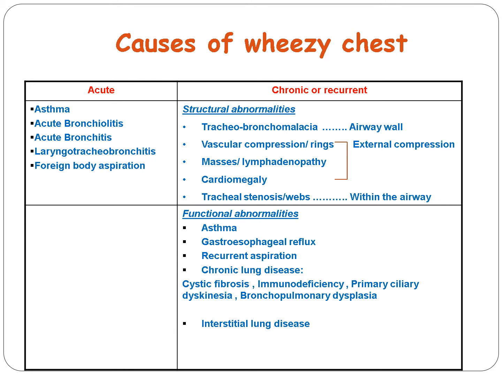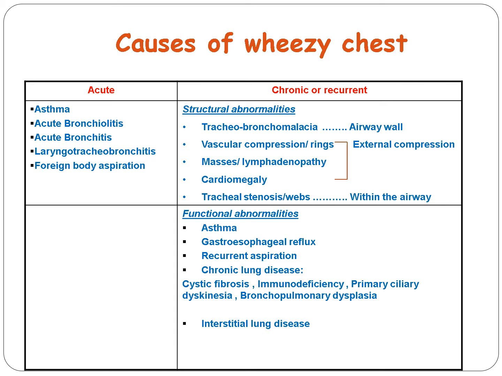Causes of wheezy chest can be classified into acute and chronic or recurrent causes. Acute causes may be due to inflammation, infection, or foreign body aspiration. Inflammation, such as in cases of acute asthma exacerbation; infection, in cases of acute bronchitis, acute bronchiolitis, or laryngotracheal bronchitis; in addition to foreign body aspiration as an acute cause of wheezy chest.